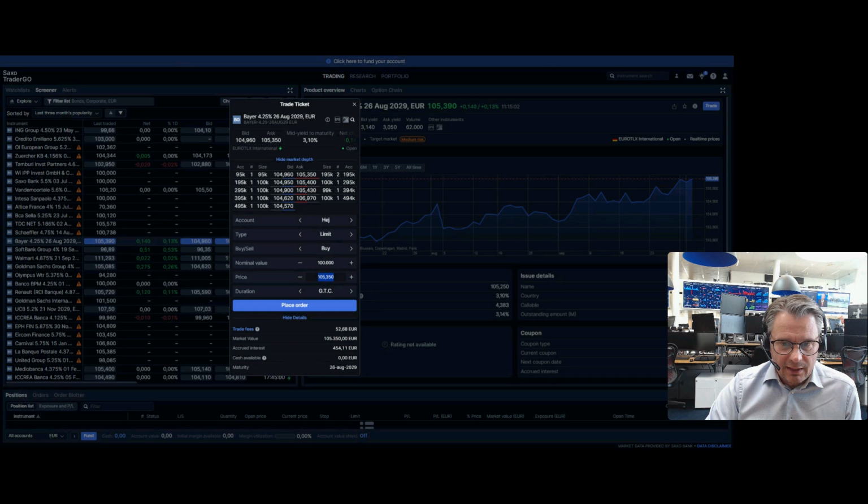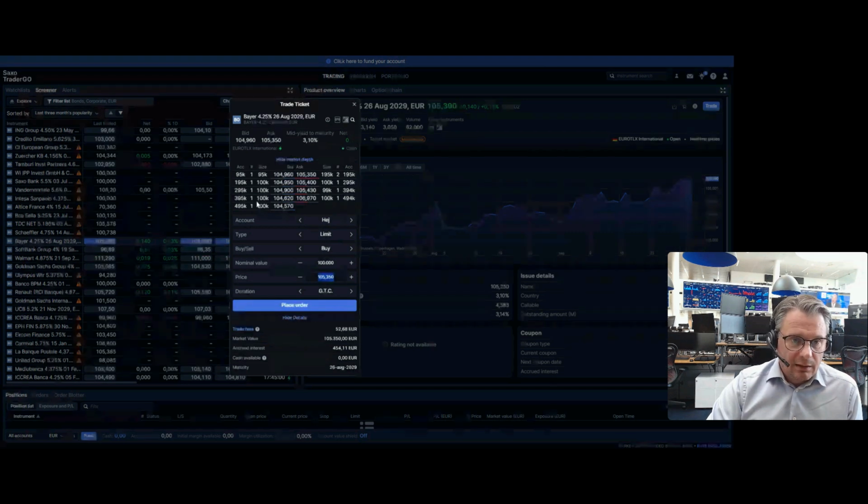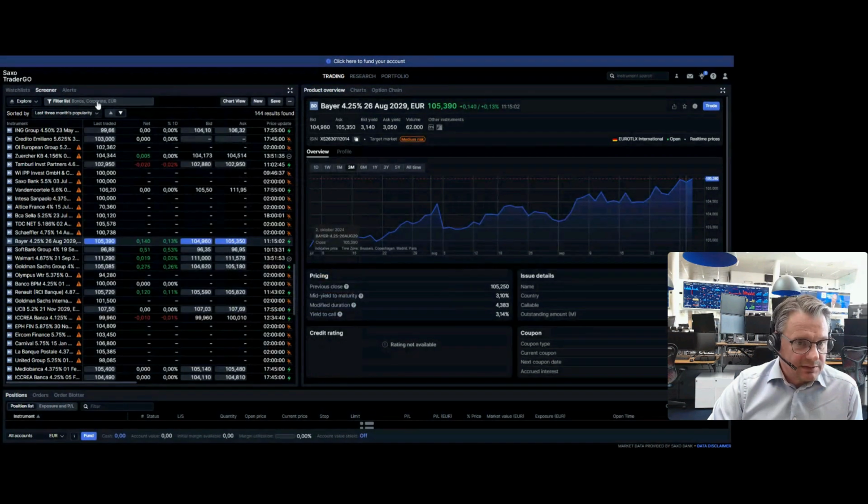But just going through this, if I want to buy 100,000 euros in this case at 105.35, that corresponds obviously to a market value of 105,000 euros, but then I have to add the 454 euros in accrued interest. I think that's it basically.